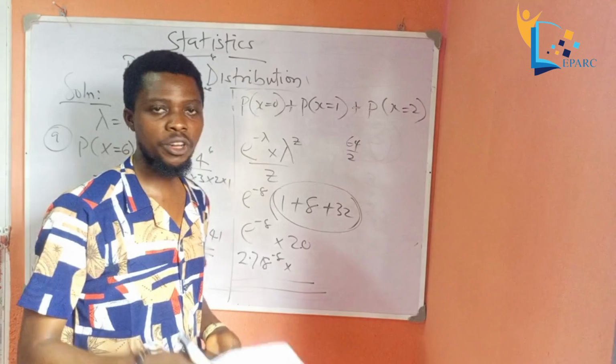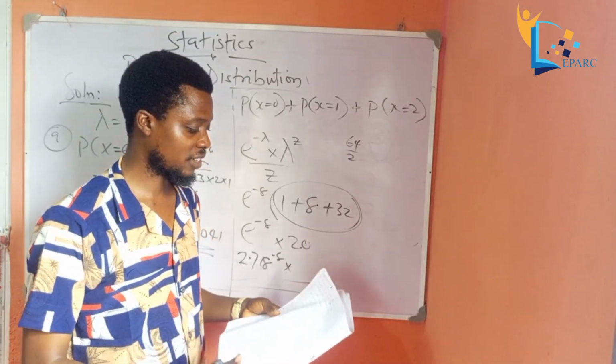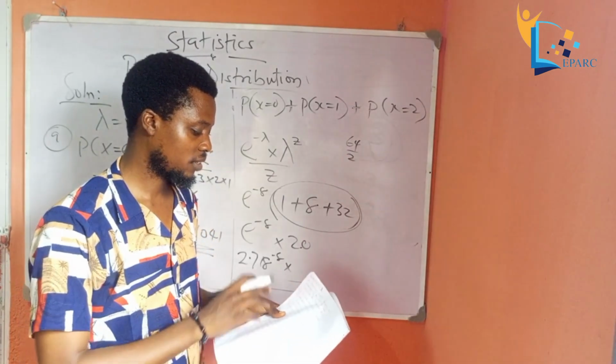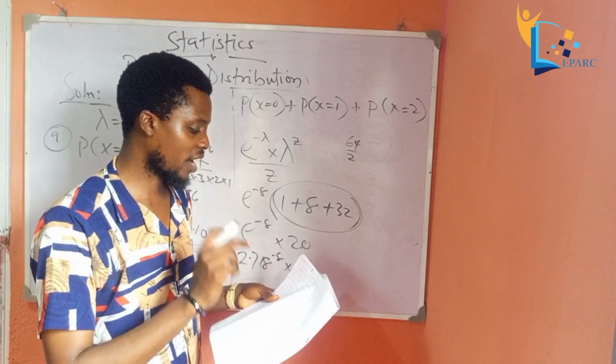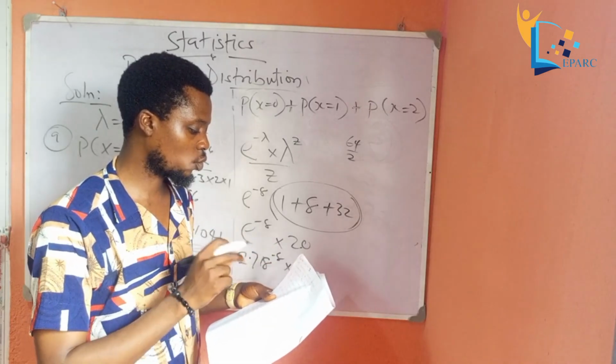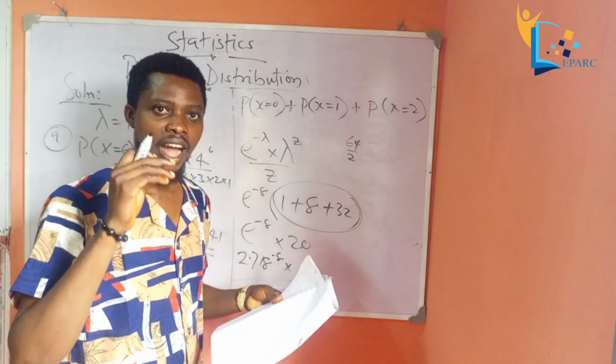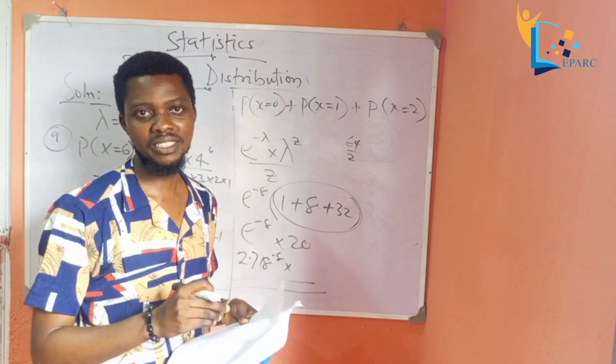All right, I don't want the video to be too long. We are left with two questions here, that is the C and the D. 2 calls are received in 2 hours. At least 2 calls are received in 1 hour. I need you to solve it. Let me know you understand it.